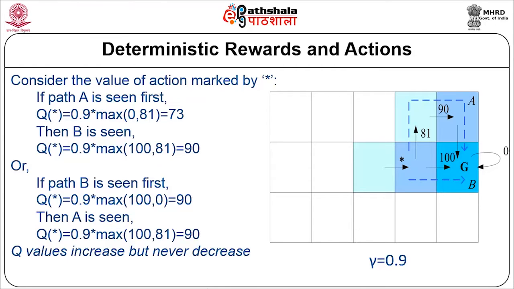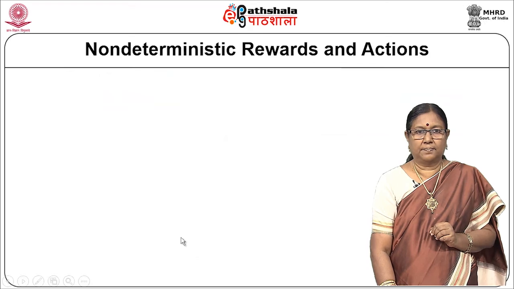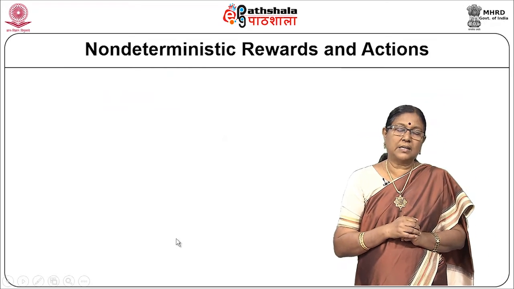Now, let us look at this. Consider the value of an action marked by star. If path A is seen first, Q star is equal to 0.9 into the maximum of 0, 81, so that is equal to 73. Then B is seen, so that is equal to 90. Or if path B is seen first, you will have 90, then A is seen, 90. As you can see, the Q values go from 73 to 90 if A is seen first, and the discounting value is 0.9. So, Q values increase but never decrease. Now, that is about deterministic rewards and actions.